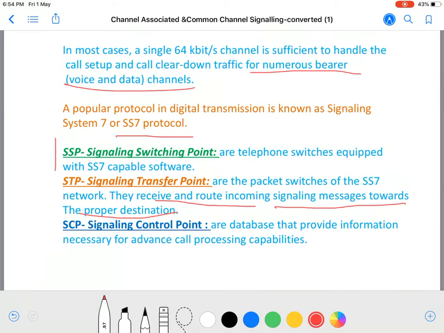Now, what is SCP or signaling control point? A database that provides information necessary for advanced call processing capabilities. So this is the basic device, this is the routing mechanism point, and this is for database purposes. So all these things are required in SS7 signaling.